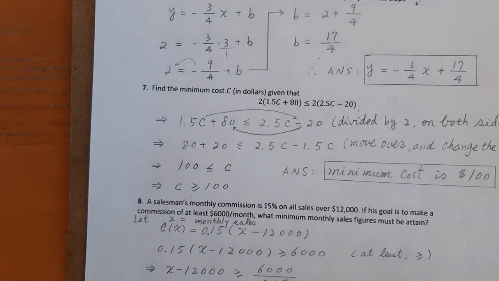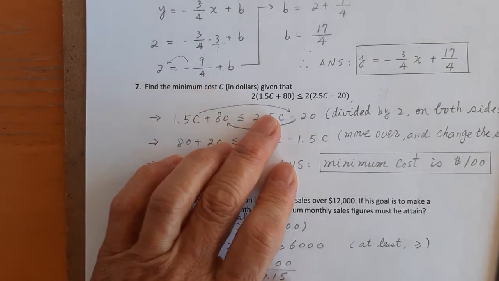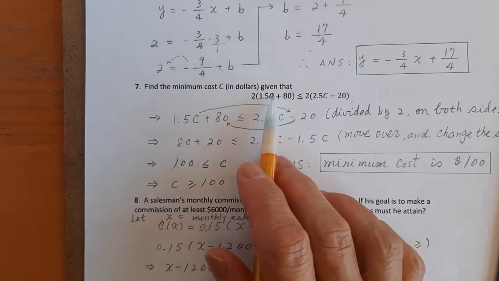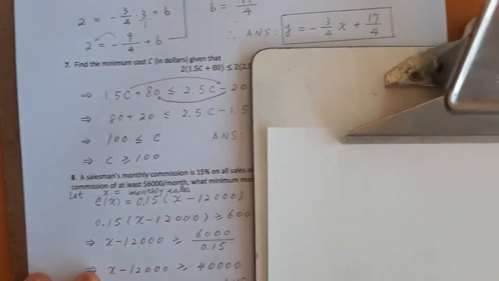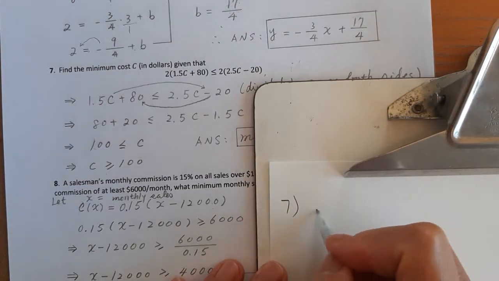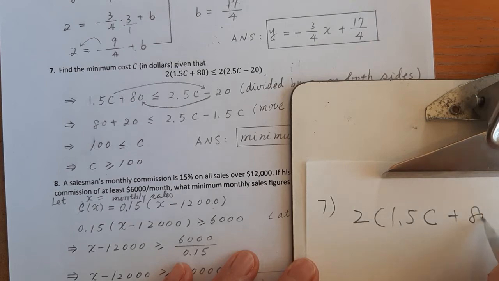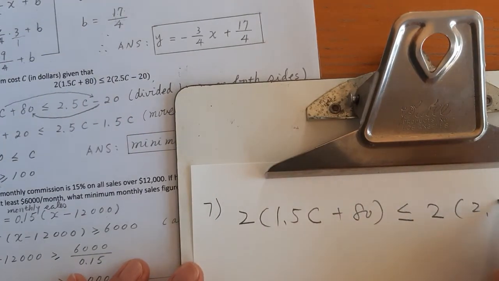And question 7. Question 7: find the minimum cost C. This is an inequality problem. Solve this inequality for C. So I copy down the question: 1.5C plus 80 is less than or equal to 2.5C minus 20.